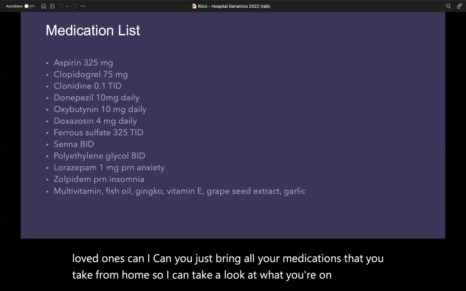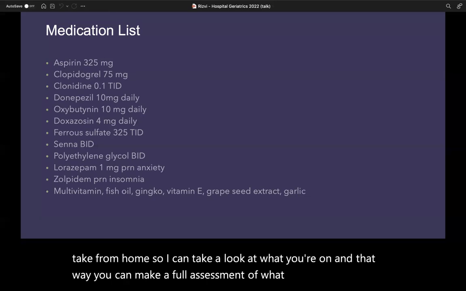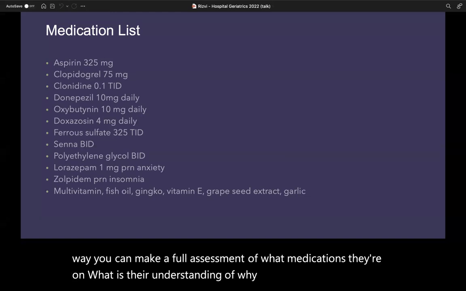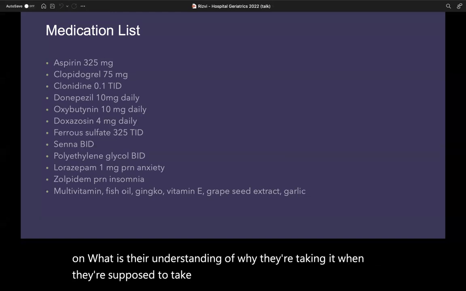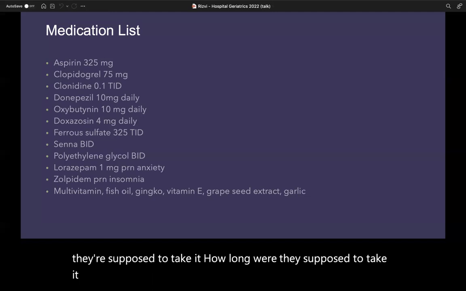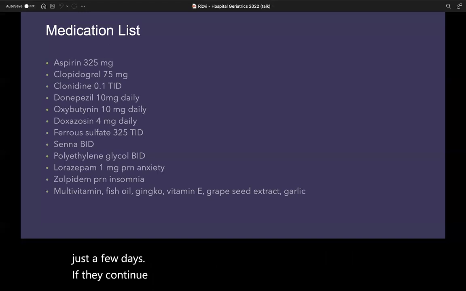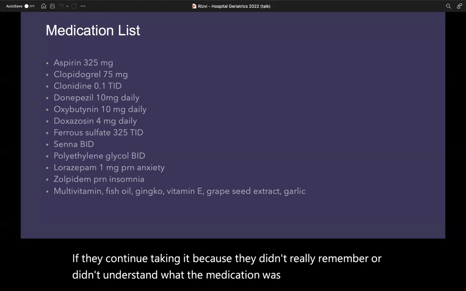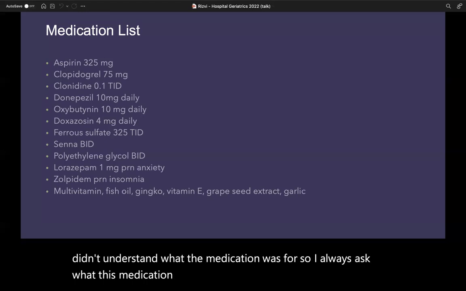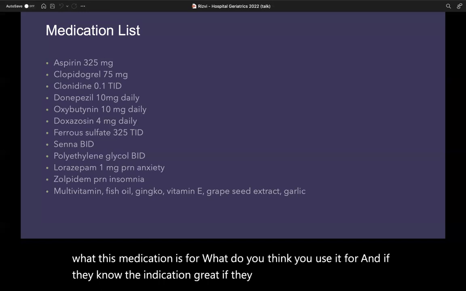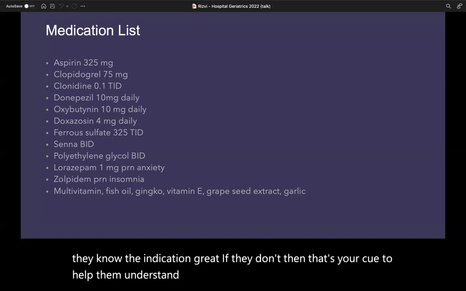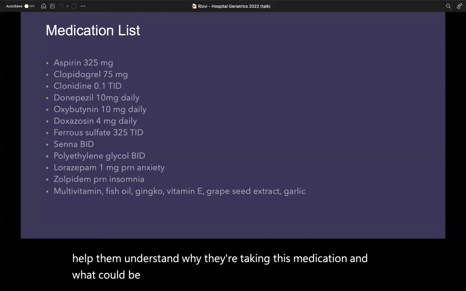And that way you can make a full assessment of what medications they're on, what is their understanding of why they're taking it, when they're supposed to take it, how long they were supposed to take it. Maybe that was a medication they were supposed to take for just a few days, and they continue taking it because they didn't remember or didn't understand what the medication was for. So I always ask what this medication is for. What do you think you use it for? And if they know the indication, great. If they don't, then that's your cue to help them understand why they're taking this medication and what the potential side effects could be.